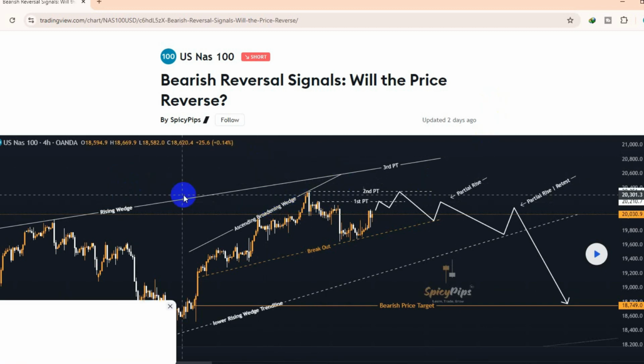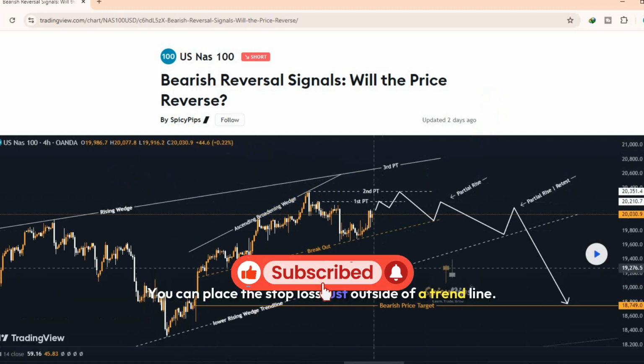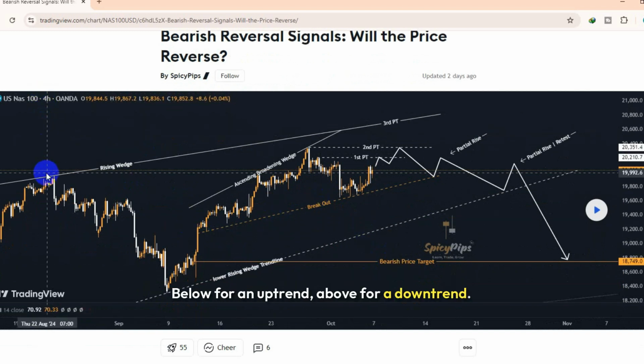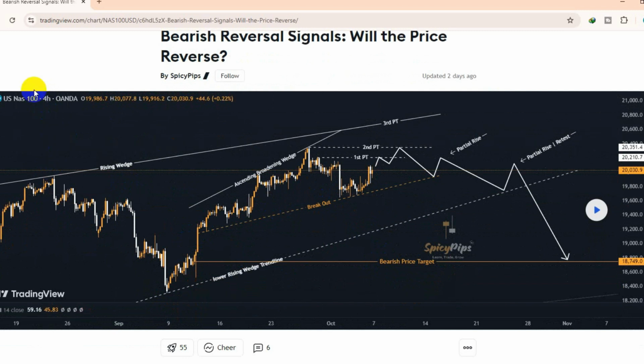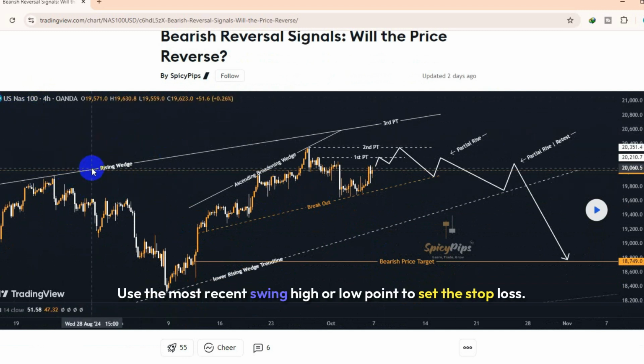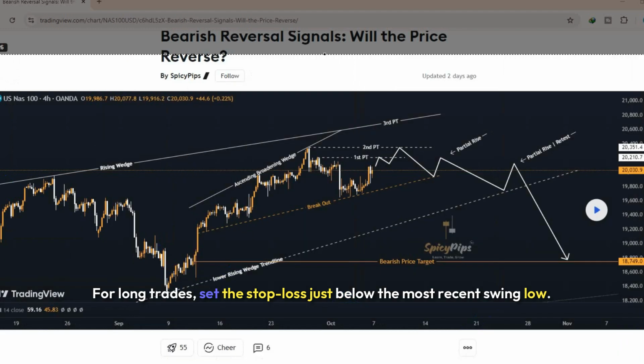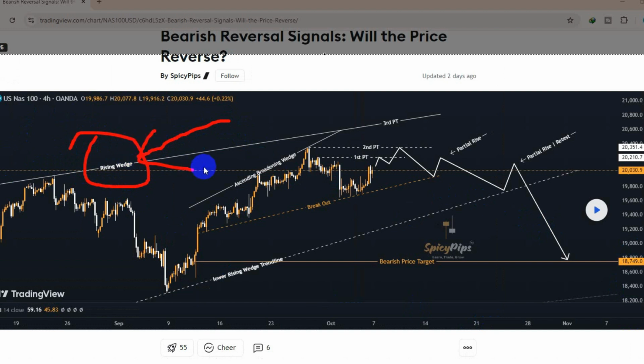Trend lines. You can place the stop loss just outside of a trend line, below for an uptrend, above for a downtrend. Recent swing high/low. Use the most recent swing high or low point to set the stop loss. For long trades, set the stop loss just below the most recent swing low. For short trades, set the stop loss just above the most recent swing high.